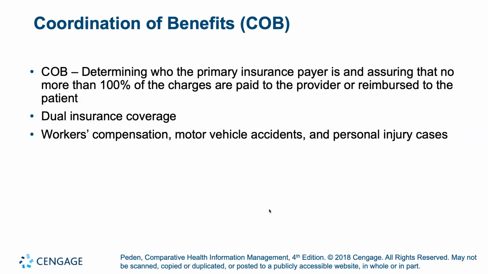So moving on, coordination of benefits. They have to know who the primary insurance payer is and assure that no more than 100% of the charges are paid to the provider or reimbursed to the patient. That's the coordination of benefits. A lot of times patients have multiple insurance coverages. Maybe this is a workers' comp situation. Maybe it's a motor vehicle accident or a personal injury case. Who's all involved and who pays first? And what do they pay and what's left over, and then who pays next? That's all called coordination of benefits and coverage.